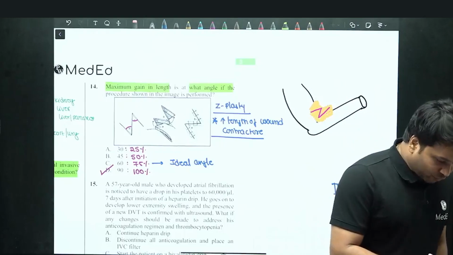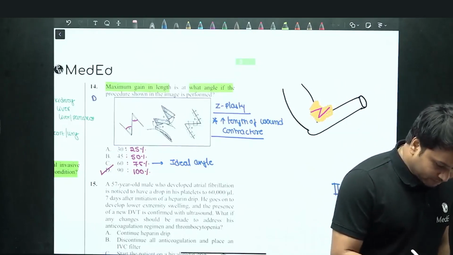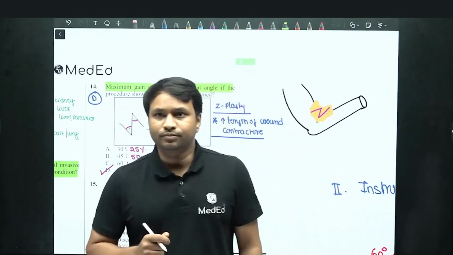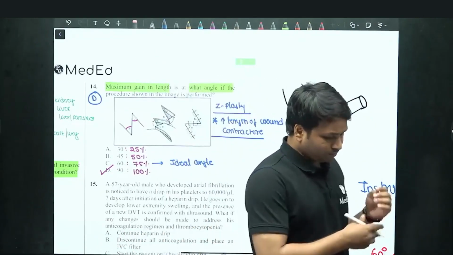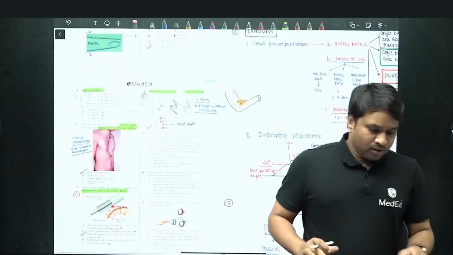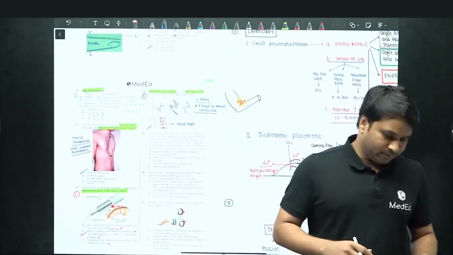So the answer for 14 is going to be D for Delhi. It is going to be D for Delhi. Clear? So that's your question number 14.